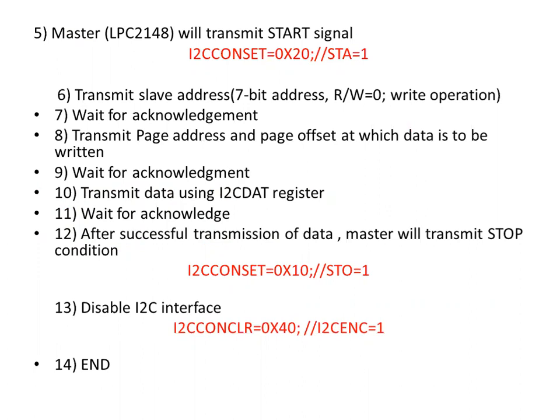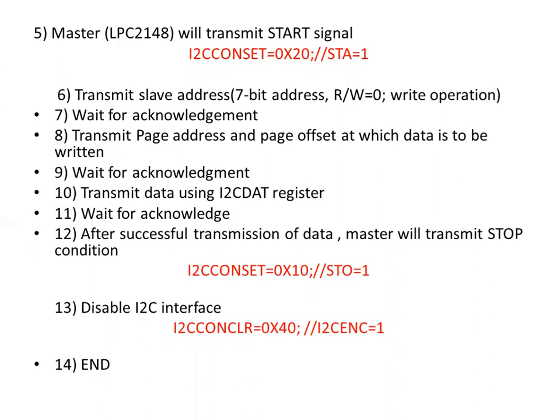Now next, transmit the slave address, 7-bit address. Read/write will be 0, a write operation. Next, wait for acknowledgement. Next, transmit the page address and page offset at which data is to be written. Next, wait for acknowledgement. Next, transmit data using the I2C data register. Next, wait for acknowledgement. Next, after successful transmission of data, the master will transmit the stop condition.